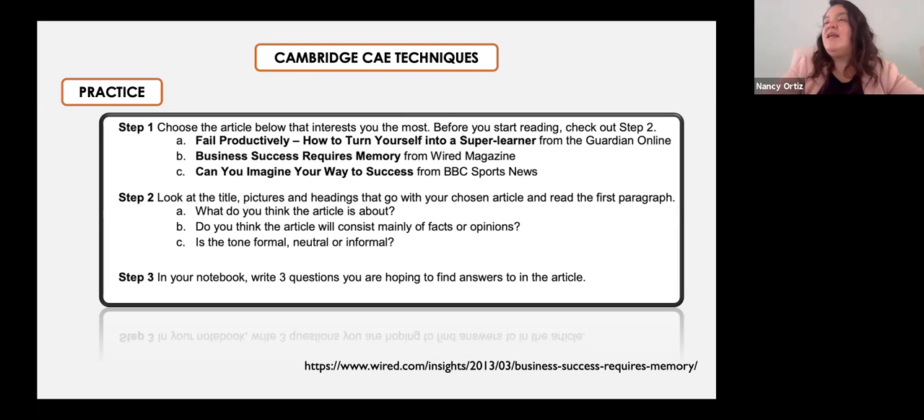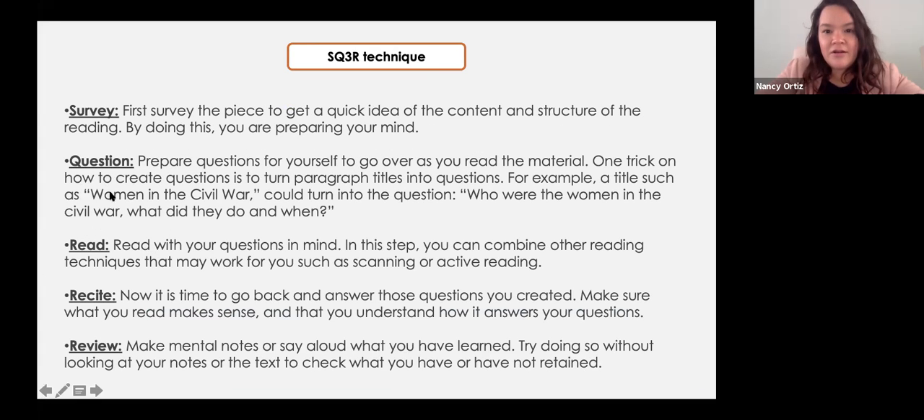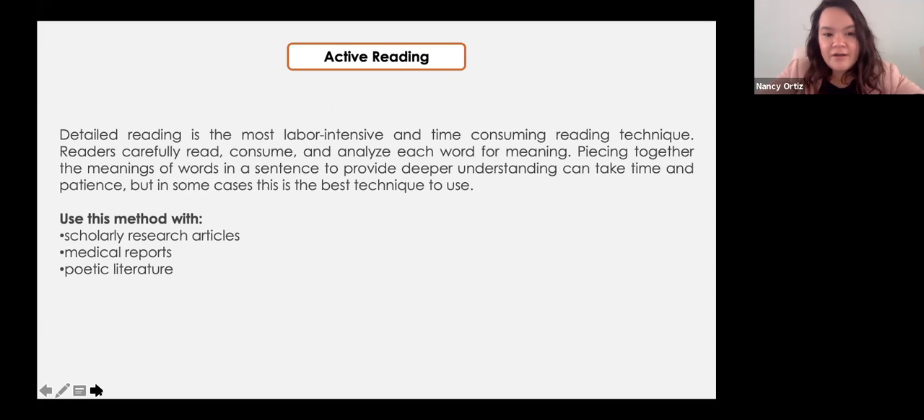Here, I'm going to need, because the reading wouldn't fit on the screen. It was very small. I'm going to need you to go to this page, okay? I'm going to put it on the chat. And in your notebook, final step, write 3 questions you're hoping to find answers to in the article. Again, this is not talking about the questions in number 1. Those are for you. But in your notebook, you have to write 3 questions you hope to find the answers to in that article. Okay, if you check, this is part of this technique that says question. Cambridge also suggests you to question.